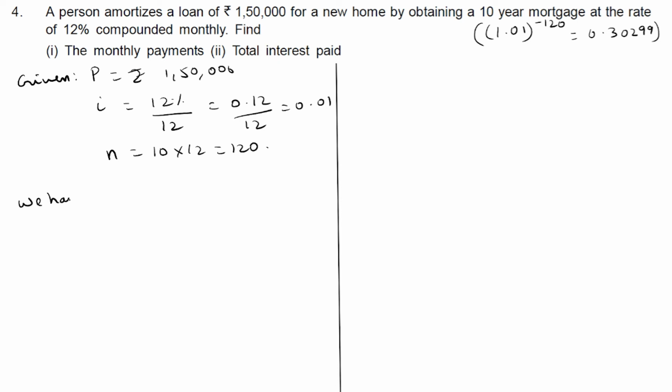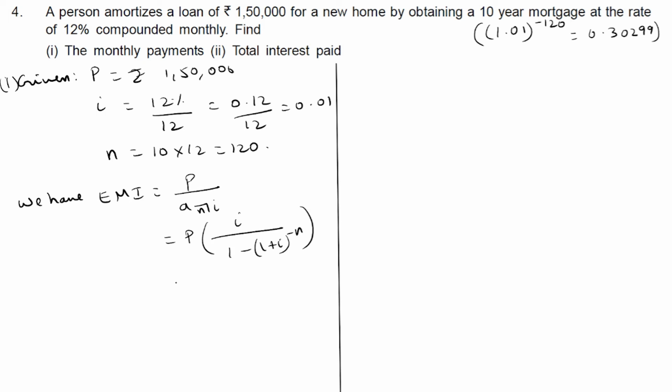Now let us write the formula. We have EMI is equal to, this is the first subdivision, the principal amount upon the present value annuity factor for n number of periods and I rate per period. It is P into I upon 1 minus 1 plus I the whole raised to minus n. So it is equal to 1,50,000 into 0.01 upon 1 minus 1 plus 0.01 the whole raised to minus 120.